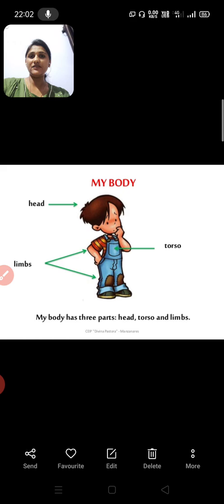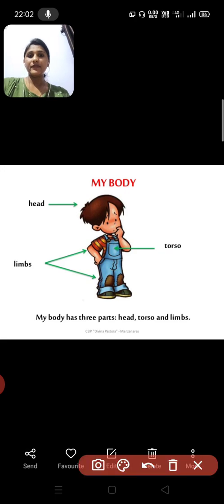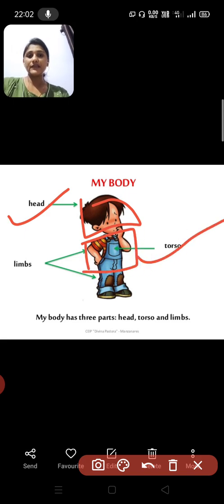Okay, so let us revise what we have already studied. We have divided our body into 4 parts. Which are they? Face, that is head, then torso, that is middle body, trunk, that is called torso, and limbs. What are limbs? Your hands and your legs.